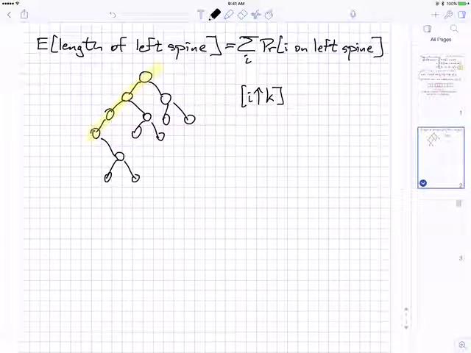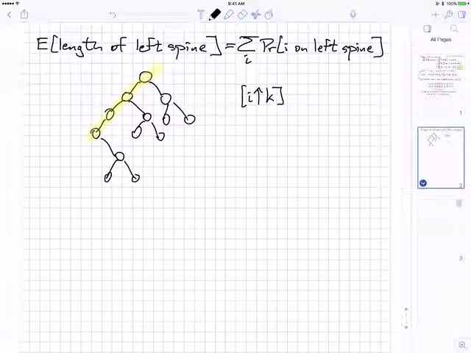I is the ancestor of k and i is greater than p. What's k? Now I'm asking for you to give me an expression that means i is on the left spine. There is no k. There's only i. Oh, alright. So k is an ancestor of i. What is k?